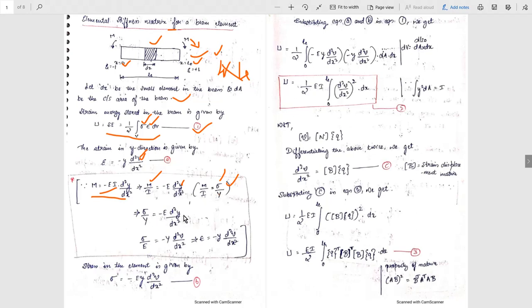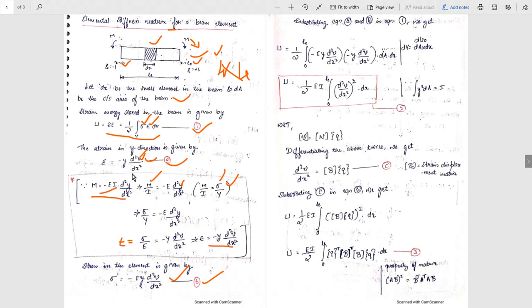Now, taking y on this side and E on this side, this is what you get. From Hooke's law we know strain is directly proportional to stress. So strain is given by sigma by E. This sigma by E is nothing but -y d square v by dx square. That is the strain in y direction for a beam. If I take this E on this side, that is nothing but your stress in the element for a beam. Let me call this equation A and this equation B.